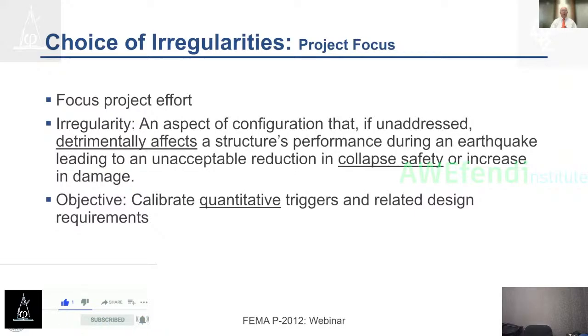So what our project focus was, yes, quantifying things, but going back to our definition of irregularity, we wanted to look at aspects of configuration that could detrimentally affect the structure's performance. So it's not just an interesting aspect of its behavior, but something that could cause the behavior to be worsened, with a particular focus on collapse safety. We do include increase in damage as a concern. That's a reality, that's practical, but the higher priority is to try to address collapse safety. And so that meant that the ATC 123 project that led to FEMA P 2012 now had our focus of issues.